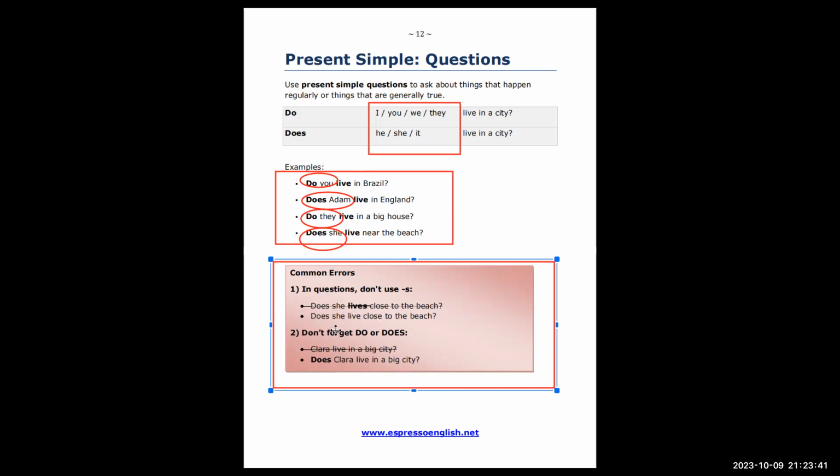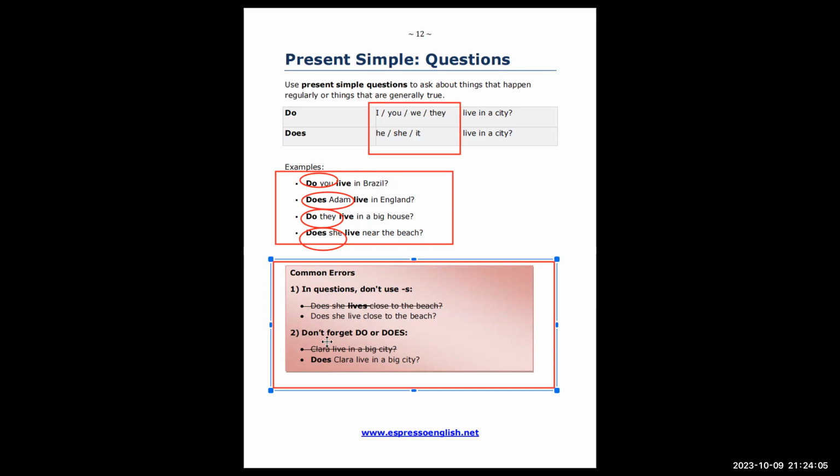The correct answer should be, does she live close to the beach? Okay. So it should always be the base form or the present form. No need to change. No need to add. Okay? And then here, number 2.